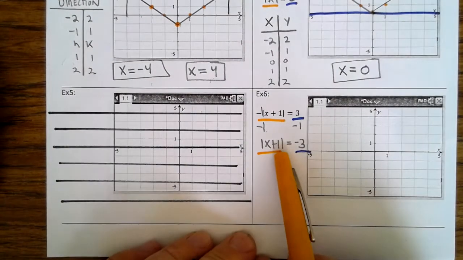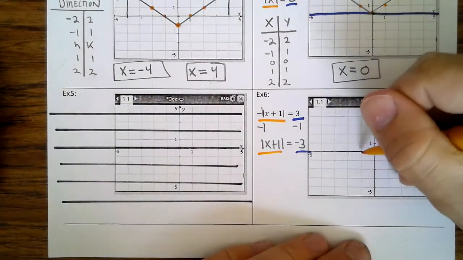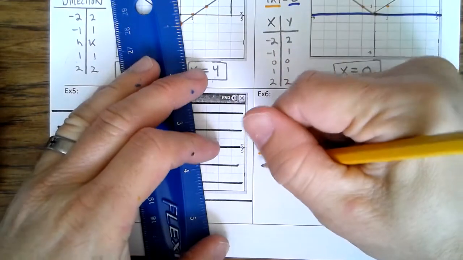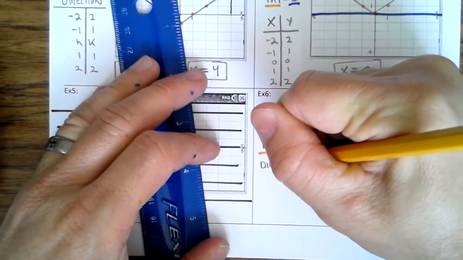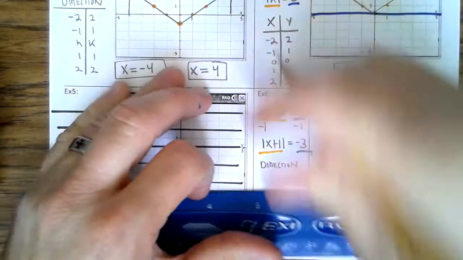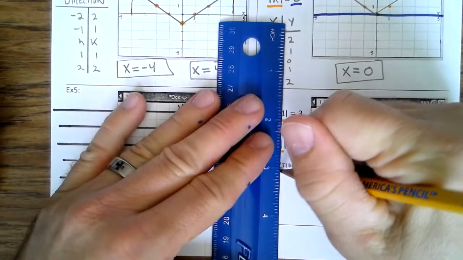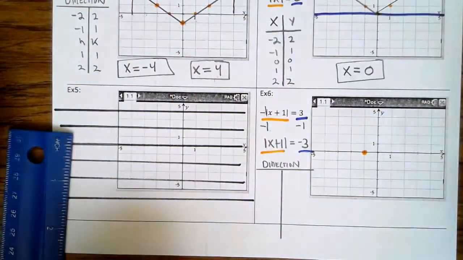First things first, that plus 1 means we move the vertex left 1. So there's a new vertex. I apologize for coughing. I think I'm sick, but I'm not sure. I might be. But I apologize for the coughing.